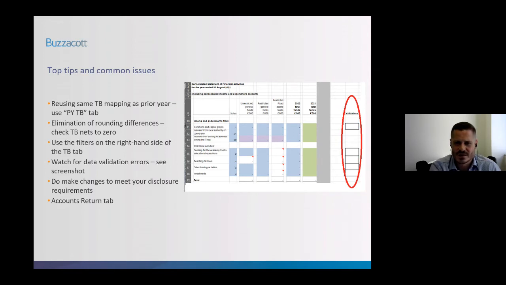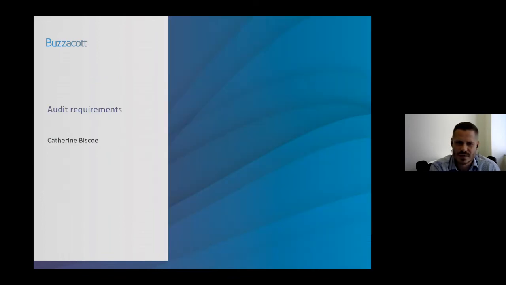Finally, there is an accounts return tab also included within the template. For the avoidance of doubt, this template is not going to populate the entire accounts return for you, but the tab is there to calculate the additional information which will be needed eventually to complete the accounts return. So if this is completed at the same time as the accounts, then we'll already have a lot of the information that we'll need at a later stage. And I think that's everything from me on the Excel workbook. So I'll now hand over to Catherine, who will discuss some of the audit preparation requirements.